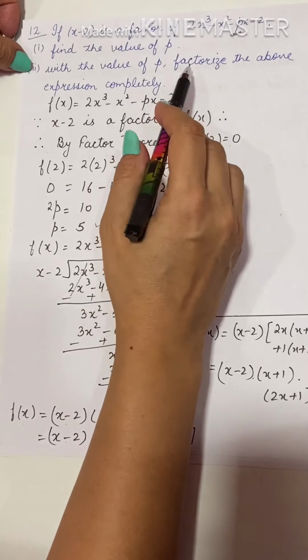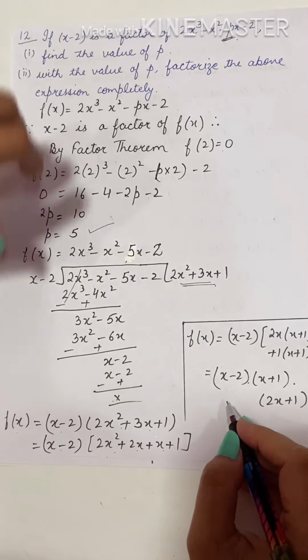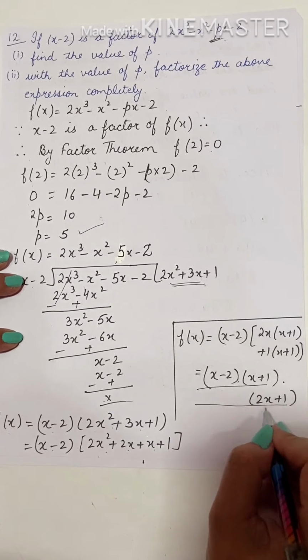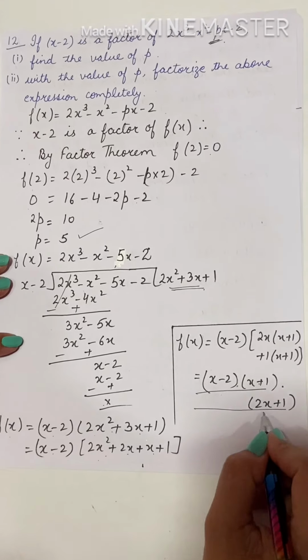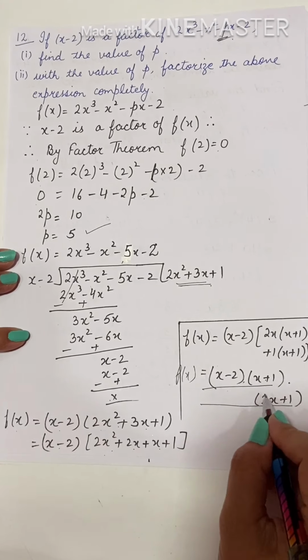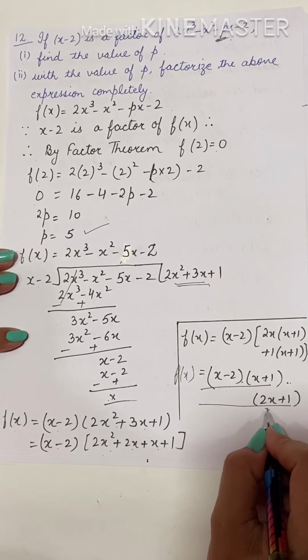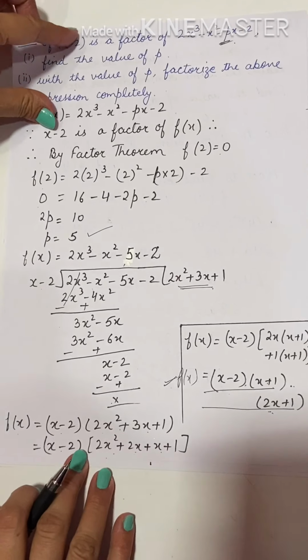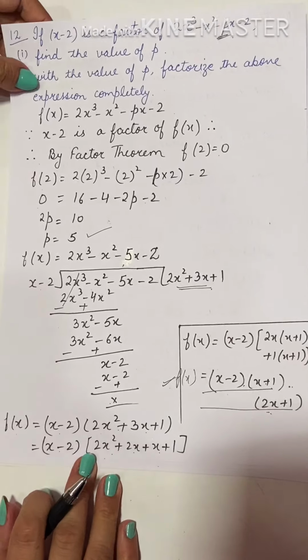They are asking you to factorize it completely. The final answer should be given in the product form. These three factors should be written in the product form. You will be writing here that this f(x) is equal to x minus 2 into x plus 1 into 2x plus 1. If you won't write this step, 1 mark will be deducted. So please take care of it.